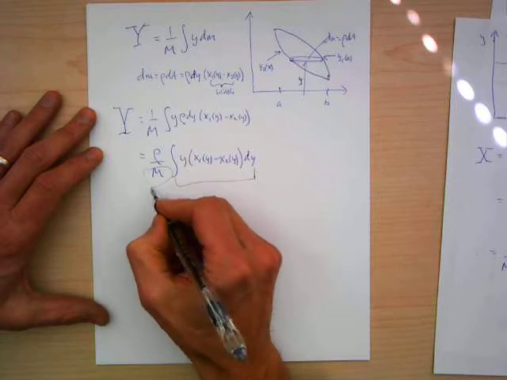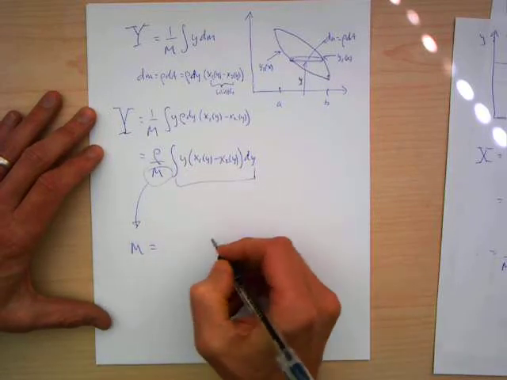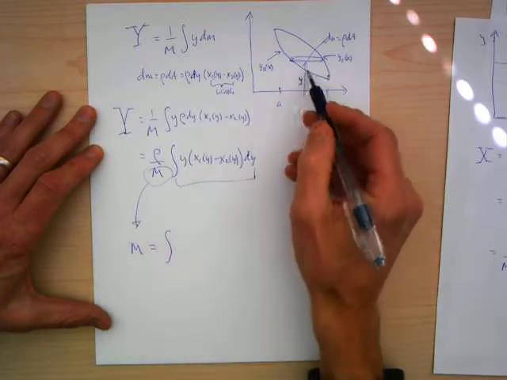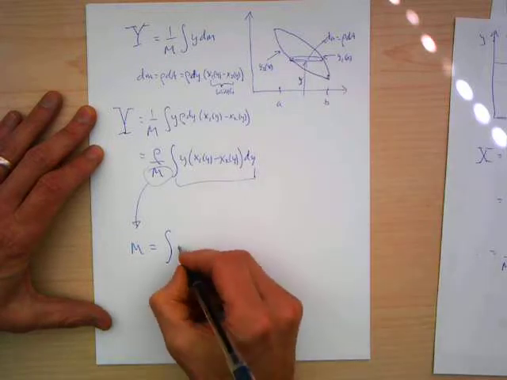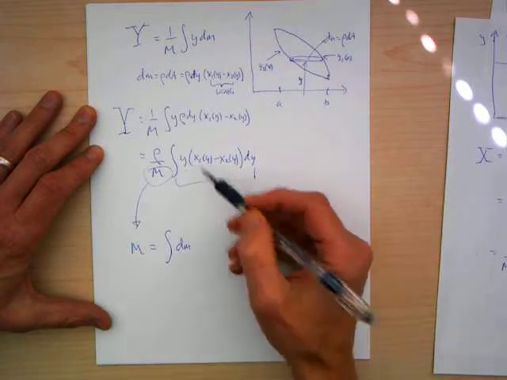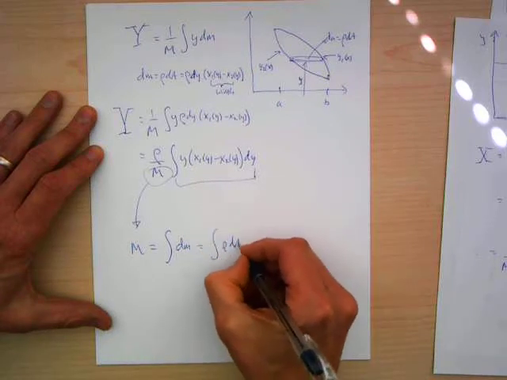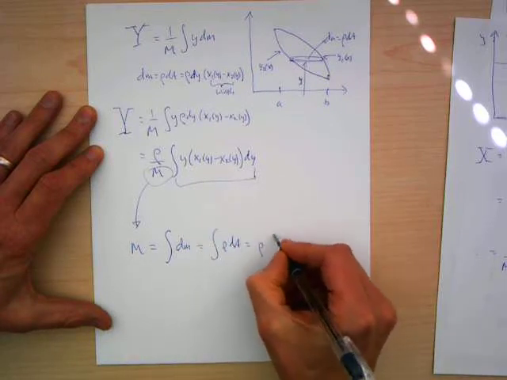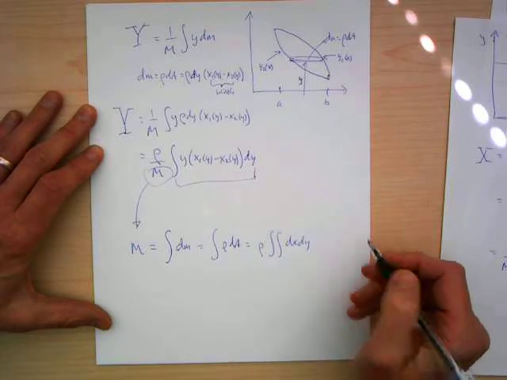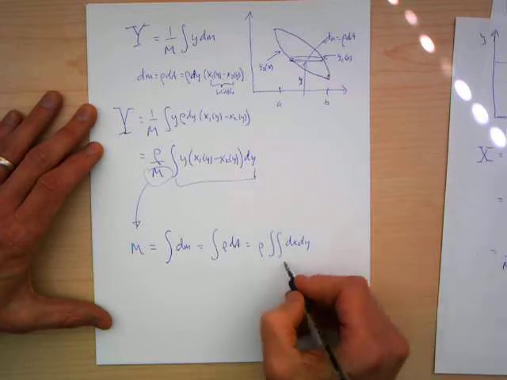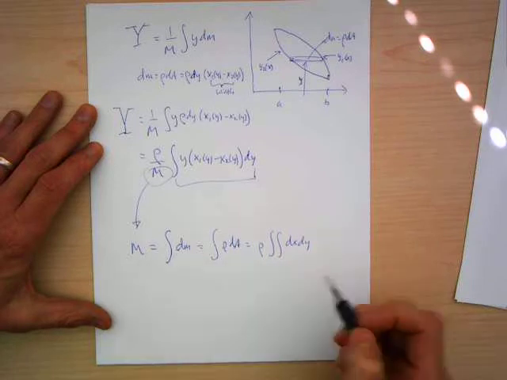Maybe some comment we could make on this m total. How do I find m total for my object if it's a continuous distribution of mass like this? Well, it's just the integral of dm without any x, without any y. And so that's going to be the integral of rho dA, and that's rho integral dx dy. And so then you have to do this integral over this area to get the total mass.